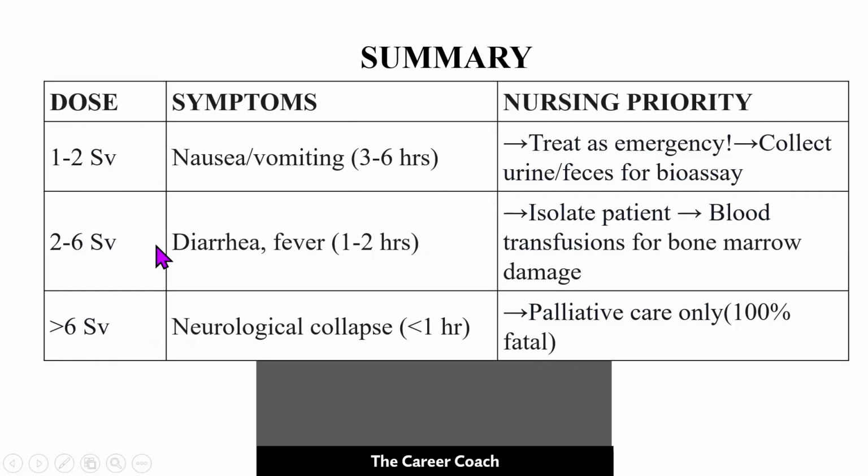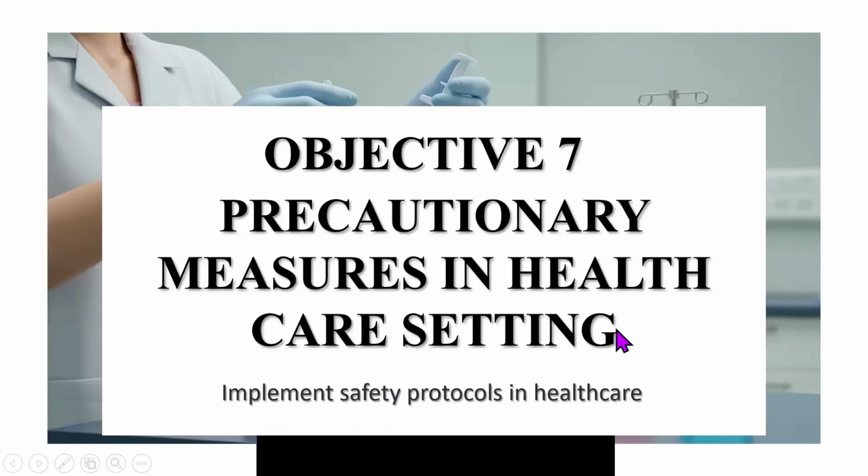About 2 to 6 sieverts will lead to diarrhea and fever at about 1 to 2 hours. There is need to isolate the patient, and there is need for blood transfusion for bone marrow damage. A dose of greater than 6 sieverts will lead to symptoms such as neurological collapse in less than an hour. Nursing priority: this is a serious exposure and there is need for palliative care only because it is 100% fatal.